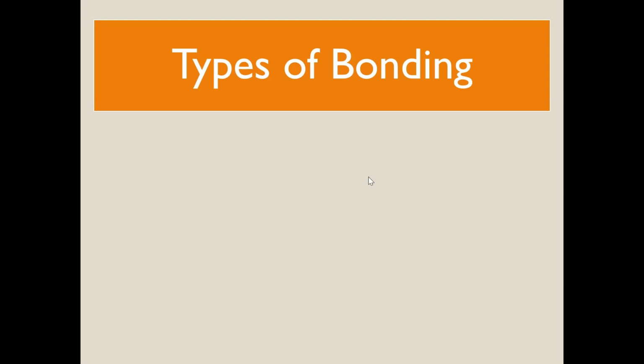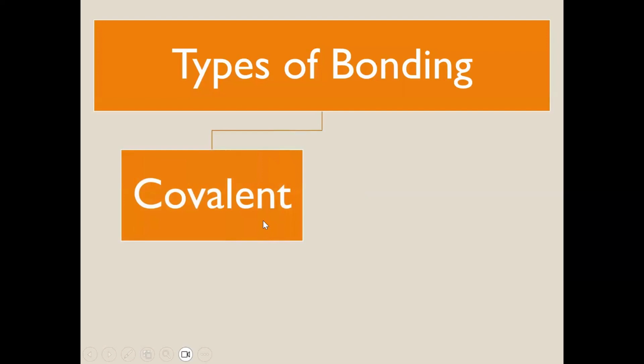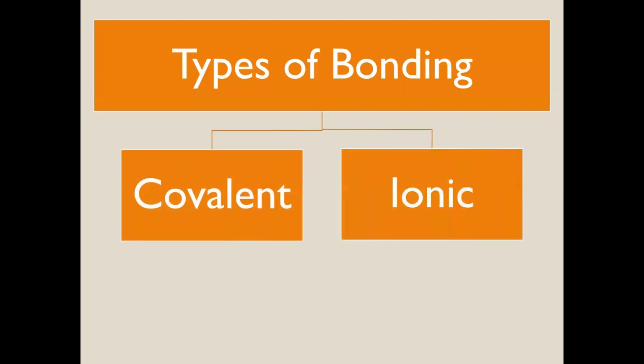Actually, we have three types of bonding, but today I will mention only two of them: the covalent and the ionic bond. The covalent bond is based on the idea of sharing. So one atom needs an extra electron to reach the stable state, and another atom also needs a single electron to reach the stable state. So they share the pair of electrons together, so each of them will reach the stable state, and we will see how soon.